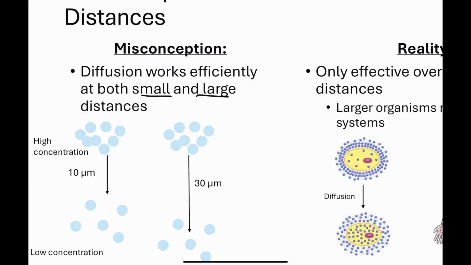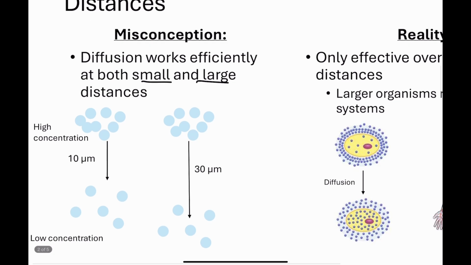And this misconception arises because we know that diffusion is responsible for the movement of molecules across cell membranes, and that might lead us to assume that diffusion is also going to serve as the primary transport mechanism in larger structures, like our tissues and organs. So when we're looking at this figure, what we see is diffusion through two different distances working at the same rate and the same efficacy, but this is not correct.